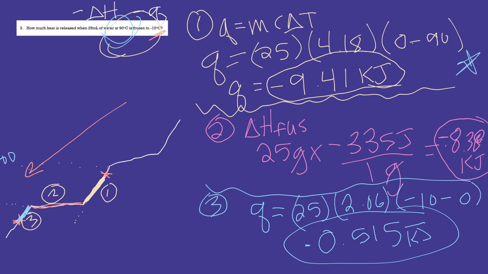0.515. It's negative kilojoules. And so to get the overall value, we are going to add all of these values together, and they all are negative. And we get negative 55.9 kilojoules. Not kilojoules per mole, but kilojoules as our overall problem.